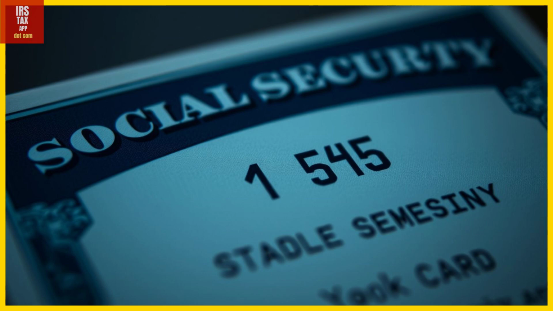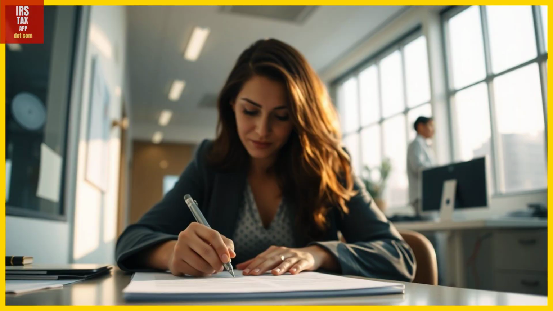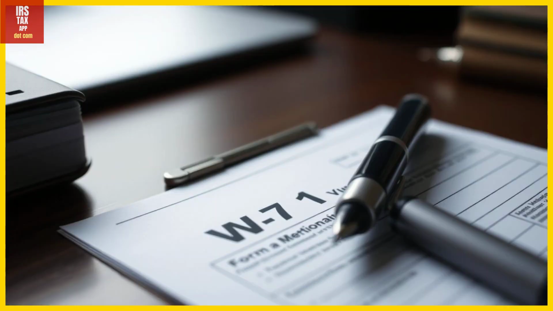You'll need either a Social Security number, SSN, or an Individual Taxpayer Identification Number, ITIN, to file your taxes. If you're eligible to work in the U.S., apply for an SSN. Otherwise, you'll need to apply for an ITIN using Form W-7.